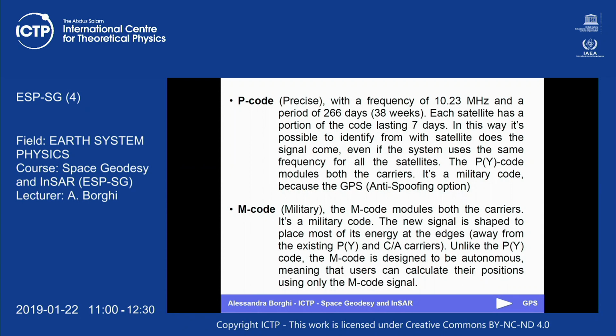There is an M code, military, a new signal added in the modernization of the signal. It's a code that could be autonomous, meaning that the user can calculate their position just using this M code. Otherwise, the P code is on both frequencies. But it's not important for us.